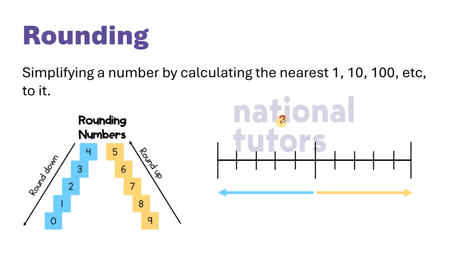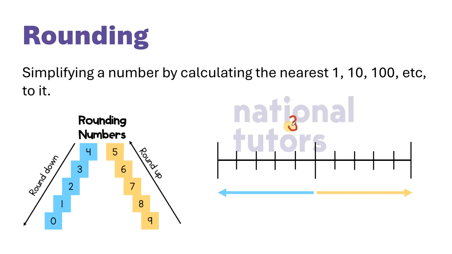Sticking with the 300s, if I had 346.2, and I'm rounding to the nearest one whole, 346.2, this is my affected figure, 2 is my decider, it's lower than 5, so I would round down to 346.